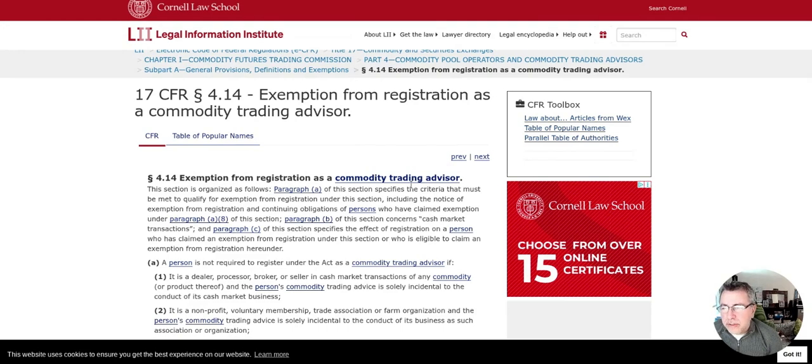Do you need to be registered to sell newsletters, put out trading signals, or engage in copy trading? Although it's very common on the security side, it's a little more complicated on the derivative side, and we'll go over why. Generally, whenever you're providing somebody commodity trading advice for money, you would need to register as a commodity trading advisor unless you qualify for one of the exemptions.